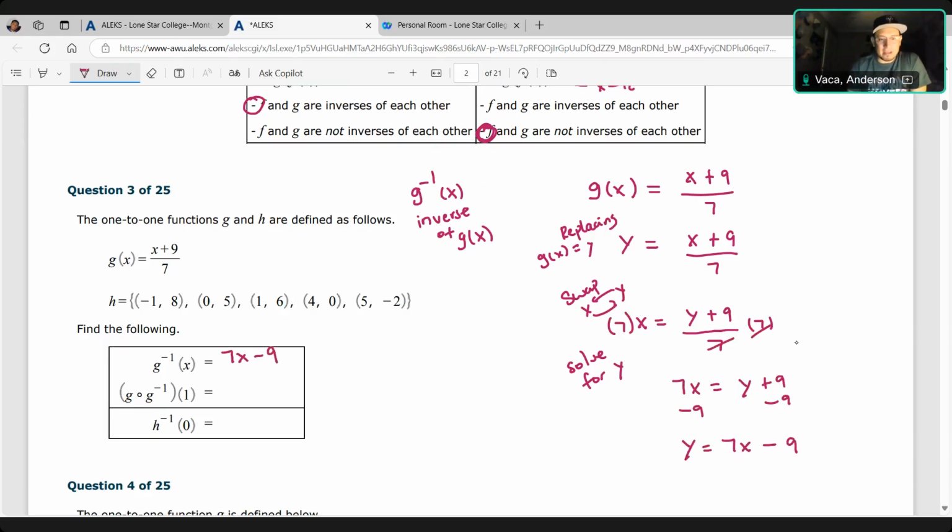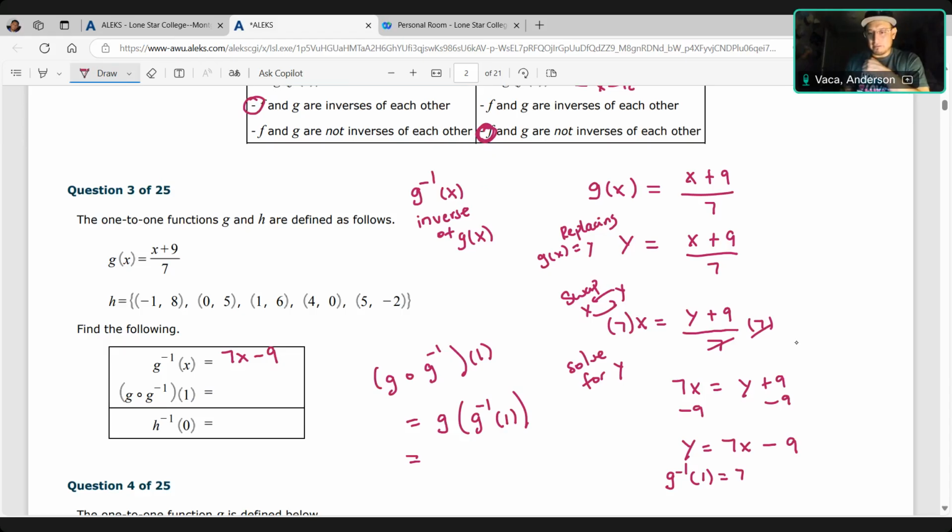What does this notation say? g of g inverse of 1. What that looks like is g, the inverse of g of 1. And what is that equal to? What they're asking us to do here is, here's the inverse function for g, and instead of using x, they want us to go ahead and use 1. Let's see what that is. Again, they want us to use the inverse.